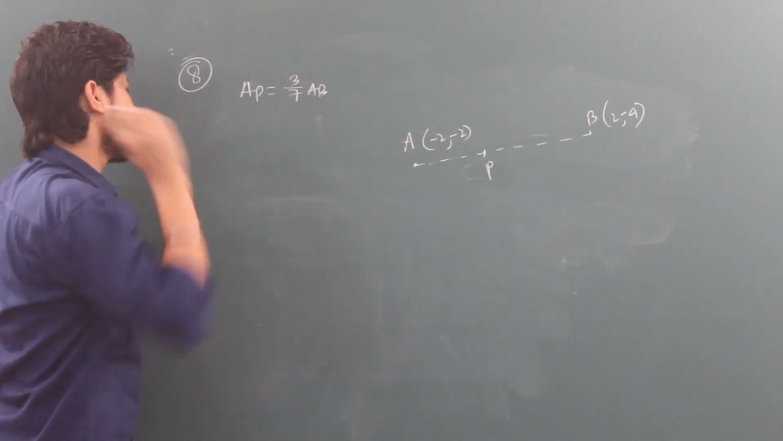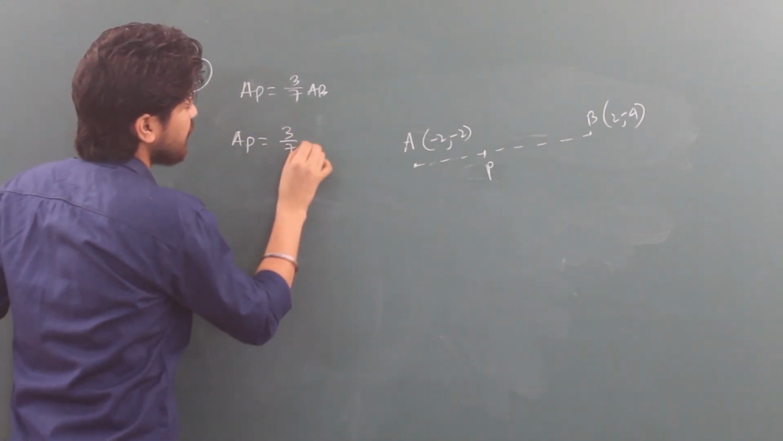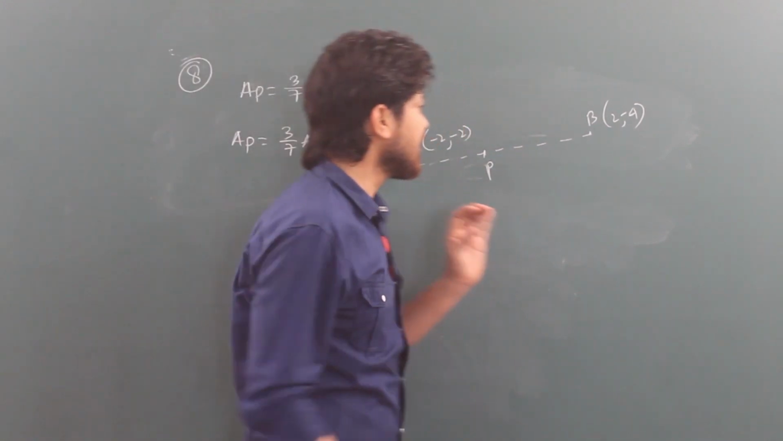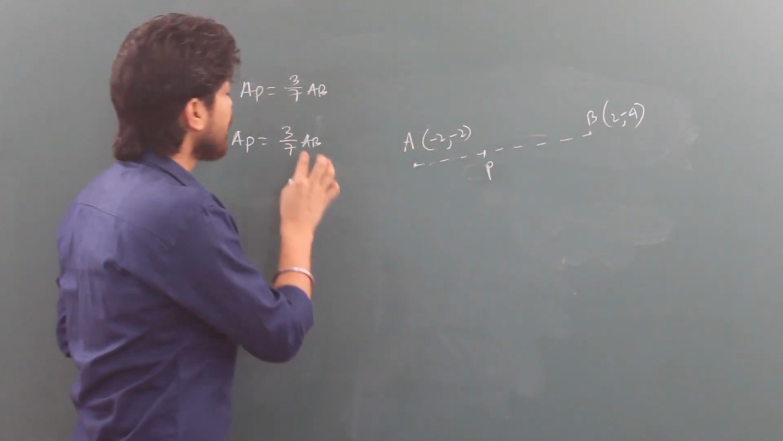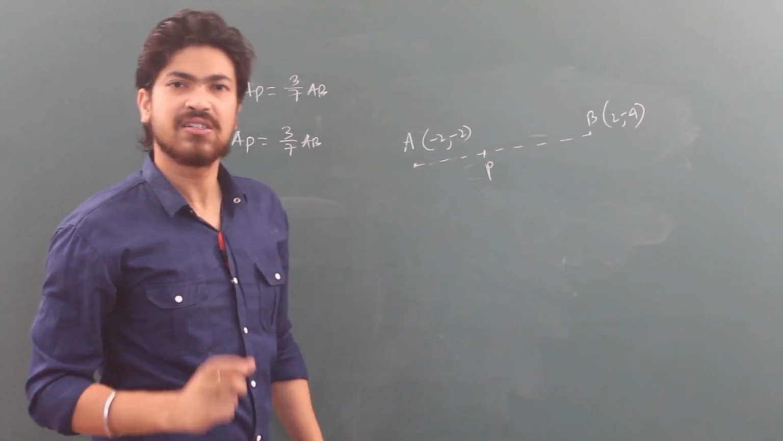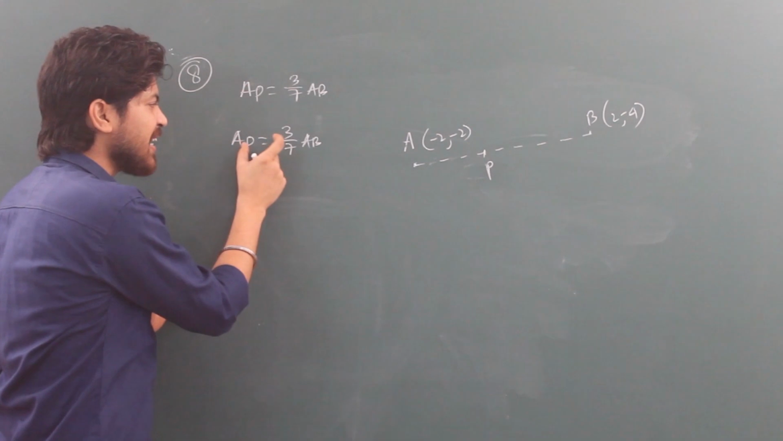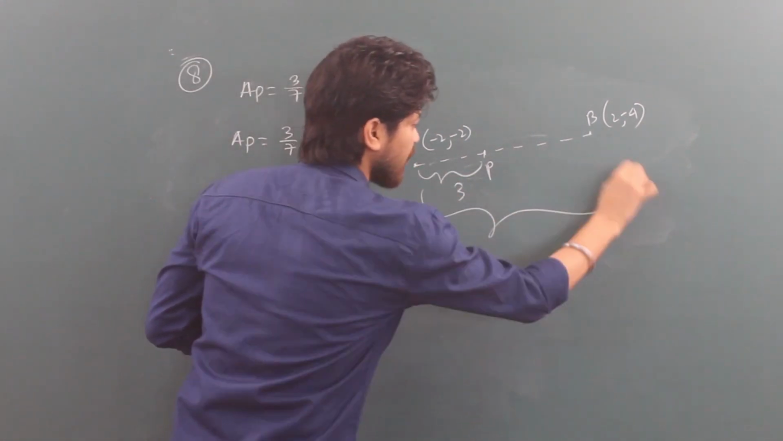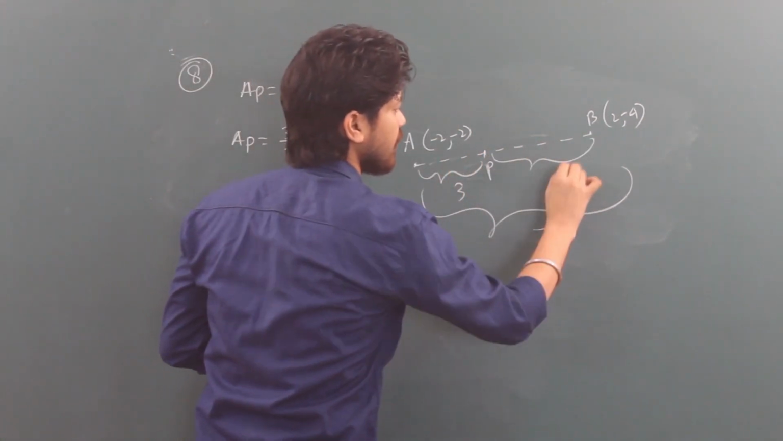So see here, AP equals 3/7 of AB. This means the total AB is 7 parts and AP is 3 parts. Total is 7 parts, AB is 7 parts and AP is 3 parts. That means this is 3 parts and the whole total is 7 parts. So PB will be 4 parts.